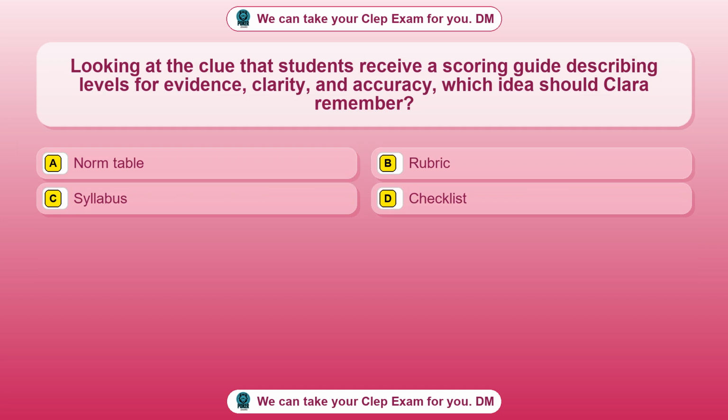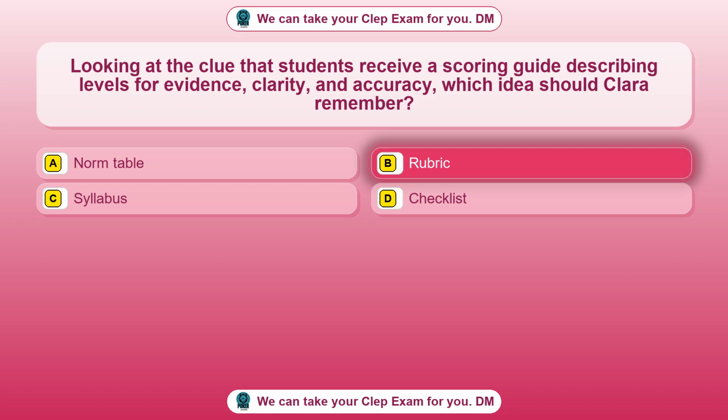Question 60. Looking at the clue that students receive a scoring guide describing levels for evidence, clarity, and accuracy, which idea should Clara remember? Option A, norm table. Option B, rubric. Option C, syllabus. Option D, checklist. The correct answer is option B.